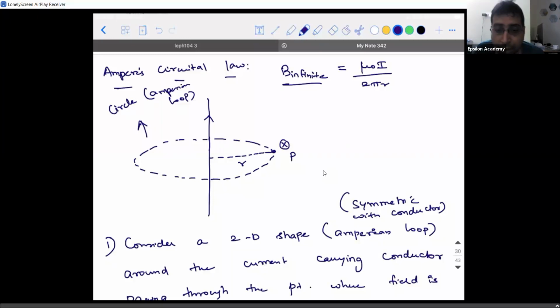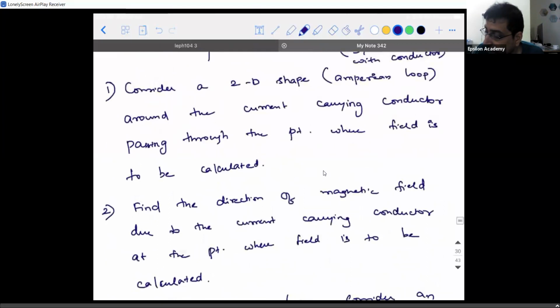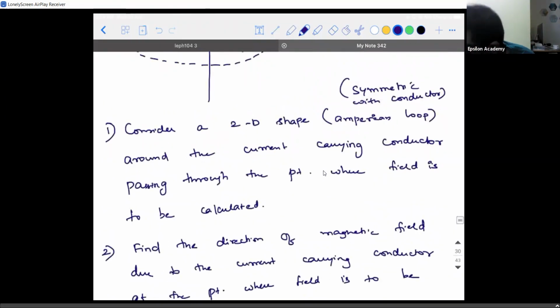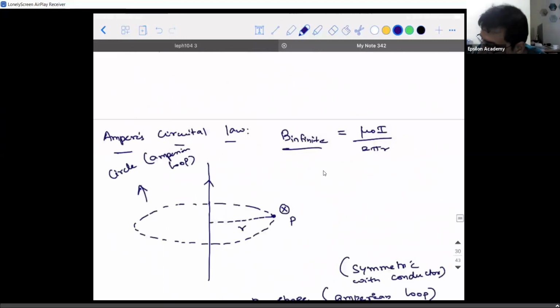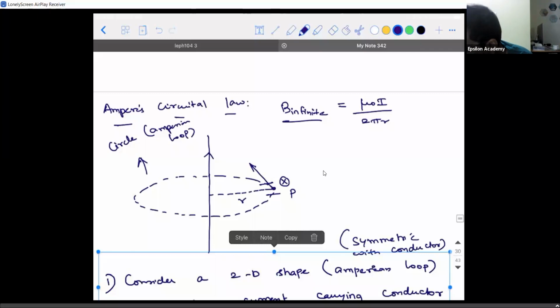So find the direction of magnetic field due to the current carrying conductor at the point where the field is to be calculated. Third, on the Amperian loop, consider an element dl and assign a direction to it. So if I consider an element dl, here I am assigning the direction of dl in the direction of B itself. Okay, which I will call dl.